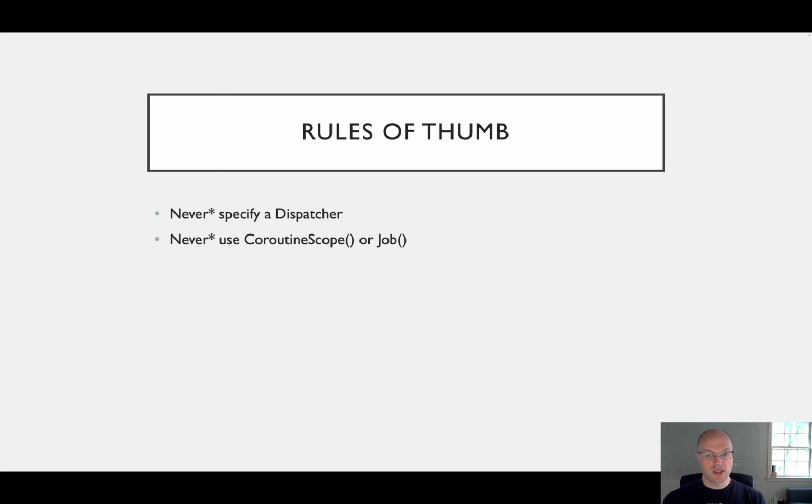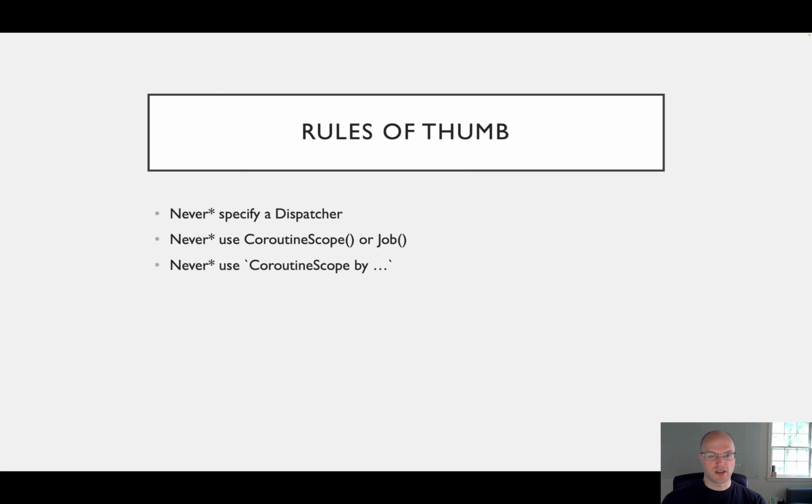Never use these coroutine scope or job constructors, because those are basically the easy ways to opt out of structured concurrency, so don't use them. You'll be a lot safer if you don't use them. Asterisk, because there are very rare corner cases where you do want to use them, like I showed in that example of manually creating a child job. Maybe you do want them, but it should be extremely rare. Again, 99% of the time, don't use them.